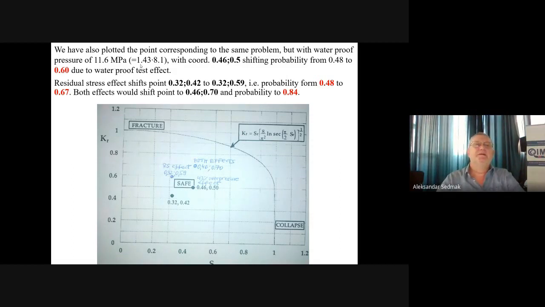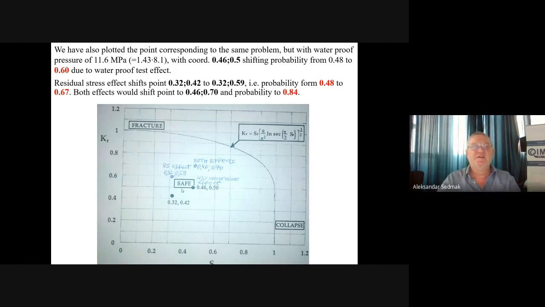Now, to take it into account practically means to increase net stress by 43%, and by doing so, both coordinates will change. You can see it from this, let's call it basic point. It would shift to this point, or if we just take into account residual effect, it will shift to this point, or if we take into account both effects, it would shift to this point.